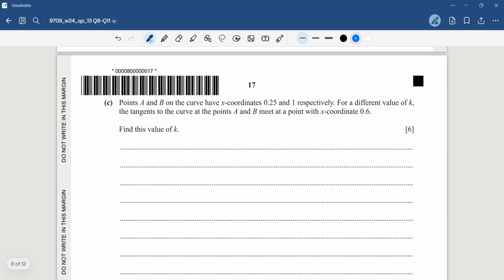Okay, part C. The points A and B have x coordinates of 0.25 and 1 respectively. For another value of k, the tangents to the curve at point A and point B meet at the x axis at point 6. Find the value of k. So we just draw a simple graph. Let's say this is my point A.